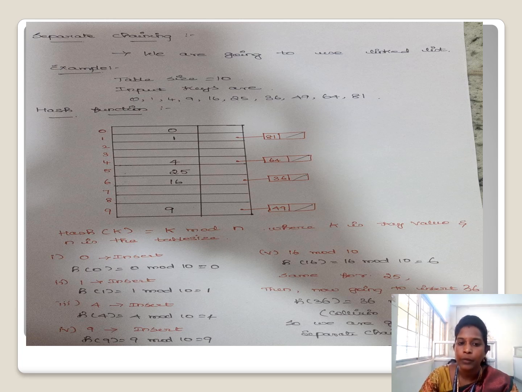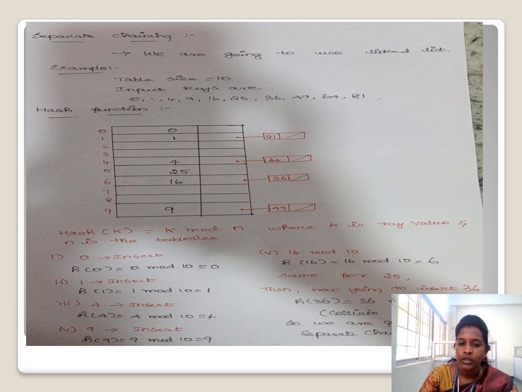Now I am going to insert 0, as in the division method. h(0) = 0 mod 10 = 0, so 0 is stored in the 0th location. Similarly, 1 is stored in the first index, 4 is stored in the 4th index, and 9 is stored in the 9th index. As usual, 16 is stored in the 6th index.